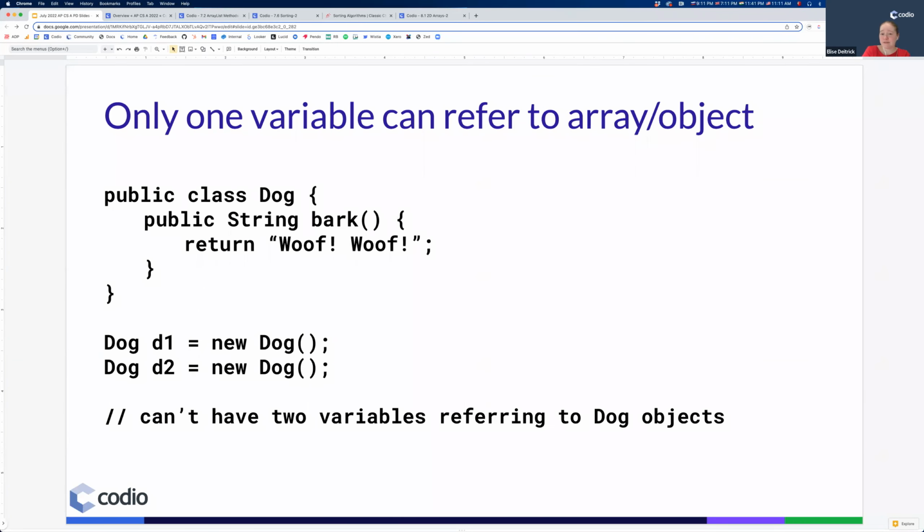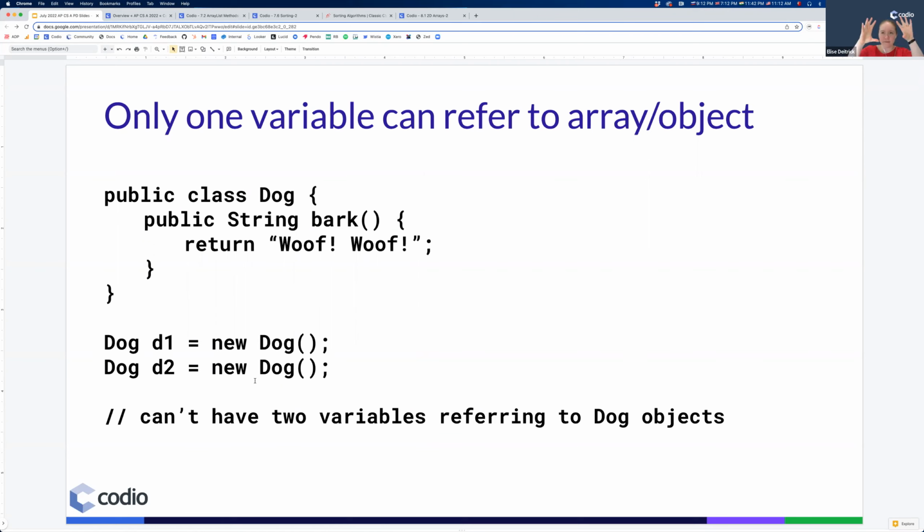Only one variable can refer to an array or object type. So this is kind of what I was talking about. They don't think about, I can have multiple array lists. I only get one. I can't have multiple dog objects. I can only have one. They don't think about the class as a template that you can reuse over and over again, or a blueprint you can reuse over and over again.